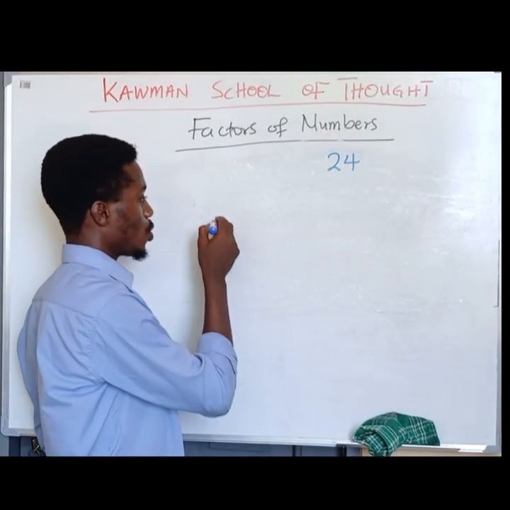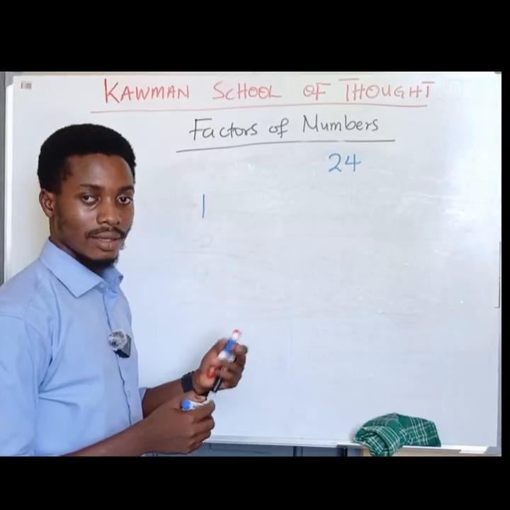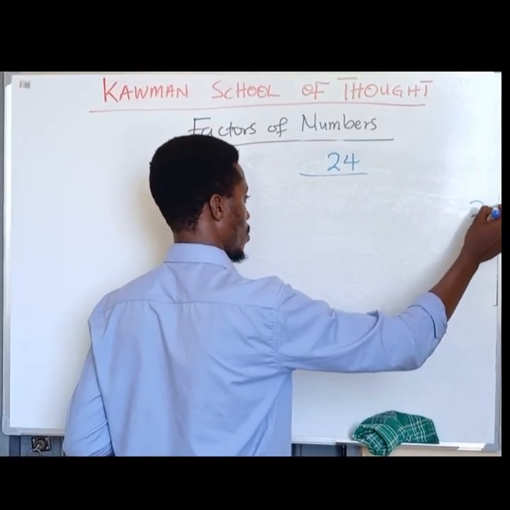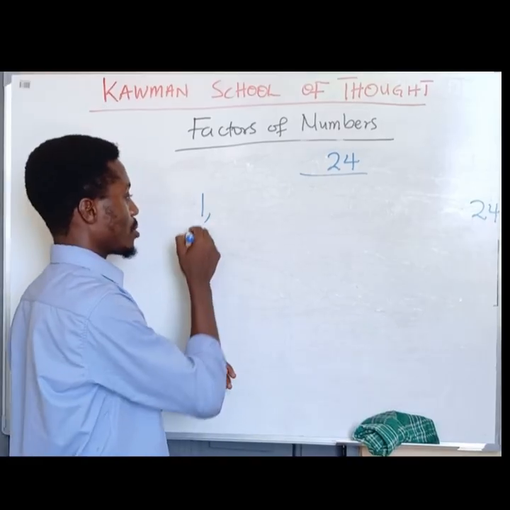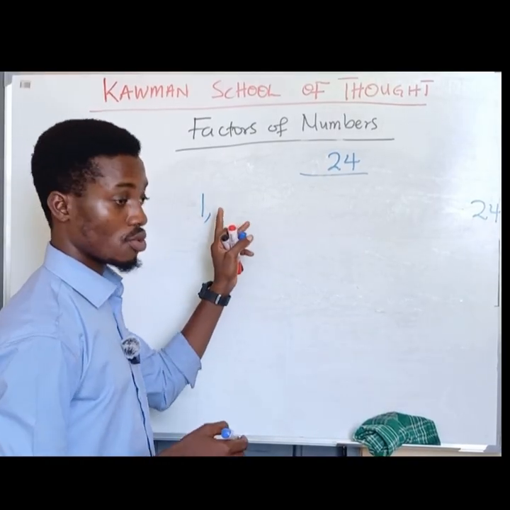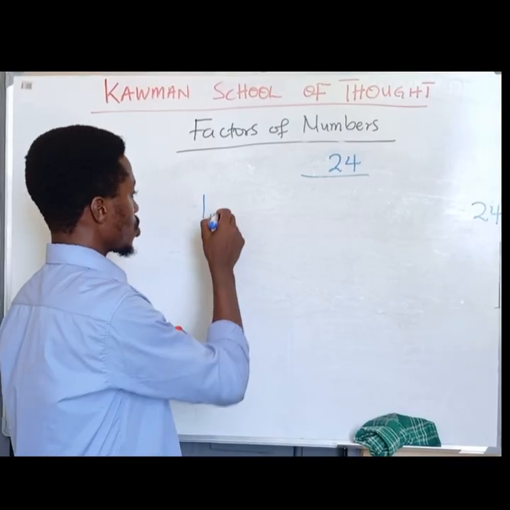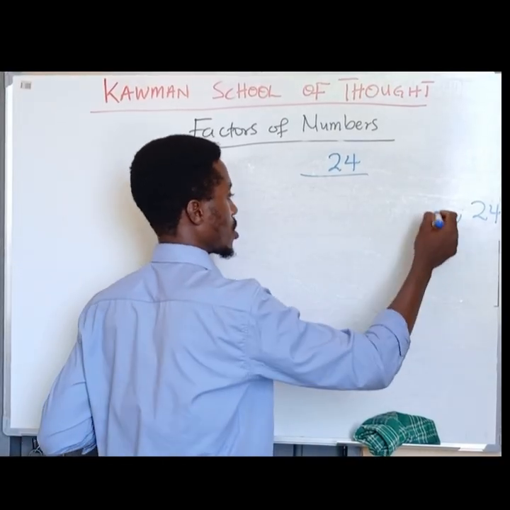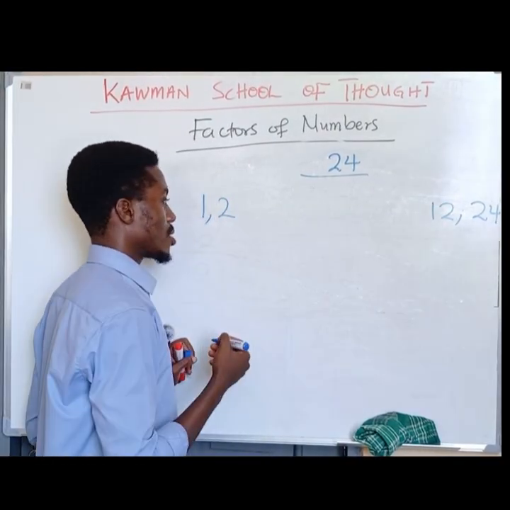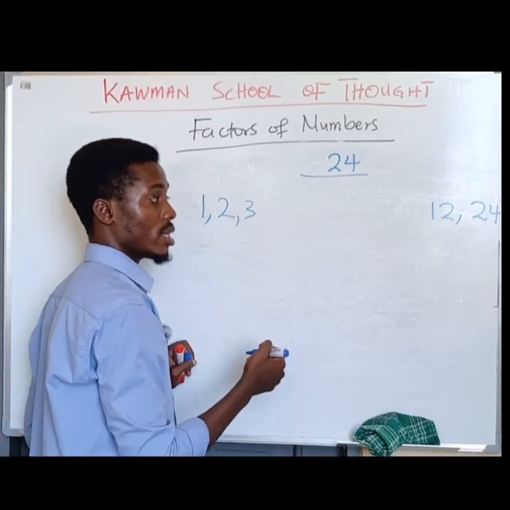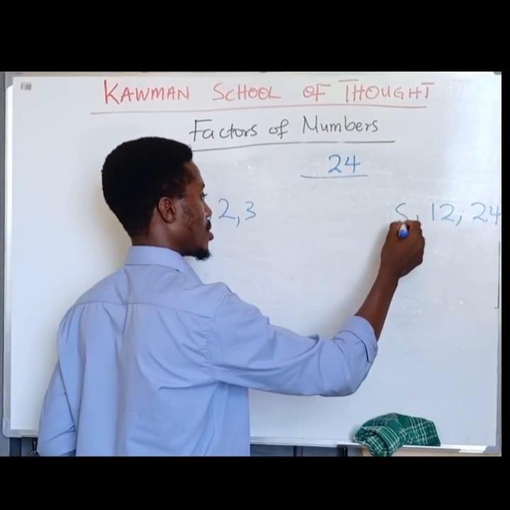So we go 1 times what gives you 24? 24. Okay, yeah. The next number you can think of, because 24 is even, try 2. Can 2 divide 24? Yes. How many times? 12 times. So 2 divides 24 12 times. The next number you can think of, 3. Can 3 divide 24? Yes. How many times? 8 times.